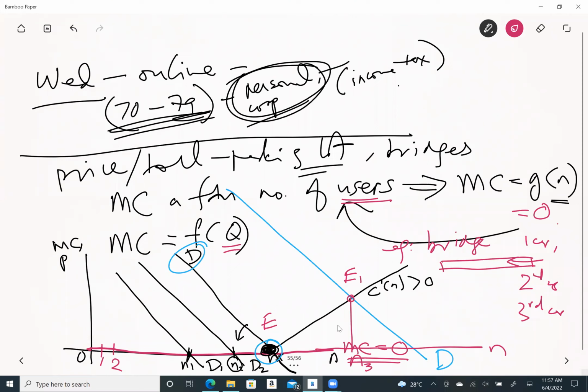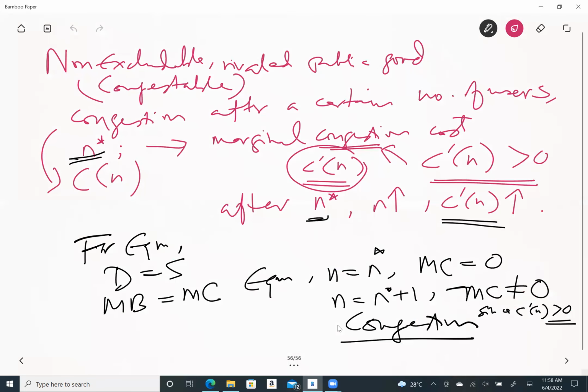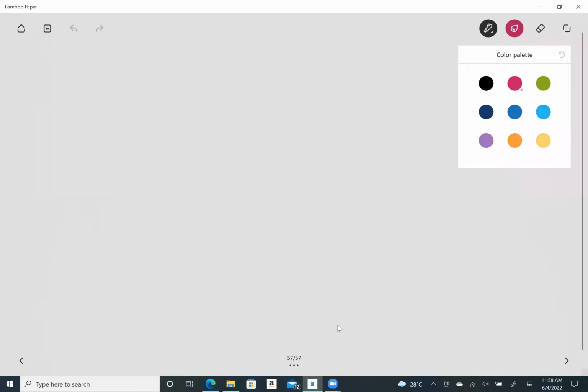You look at the equilibrium. I already discussed N, N2, N3, and N star. What is the other difference between E and E1? The price increases. In other words, there is congestion. At E1, you have positive marginal congestion cost, due to higher demand. So let's say demand has increased to D.